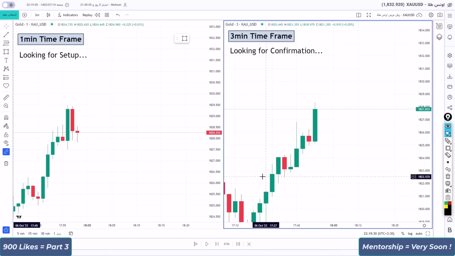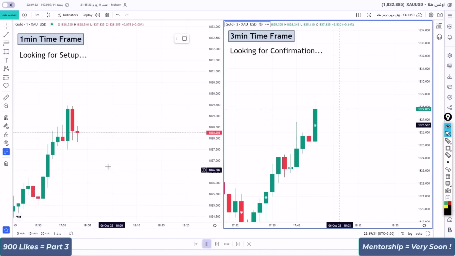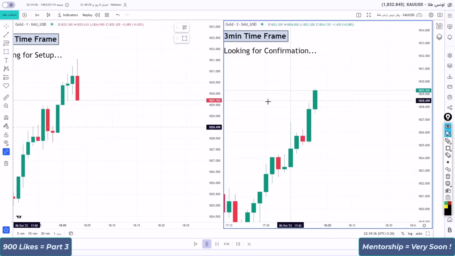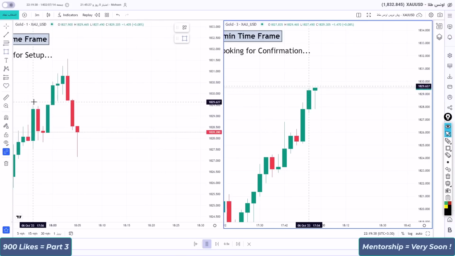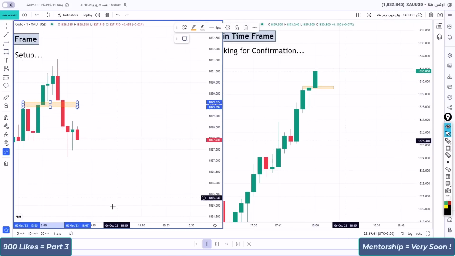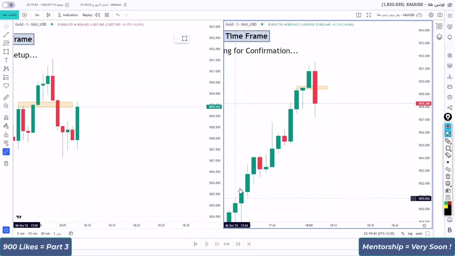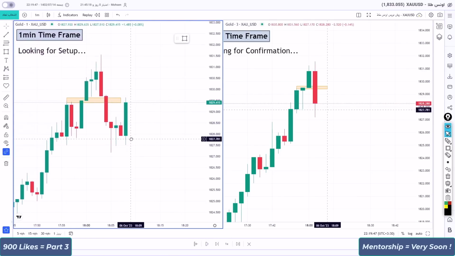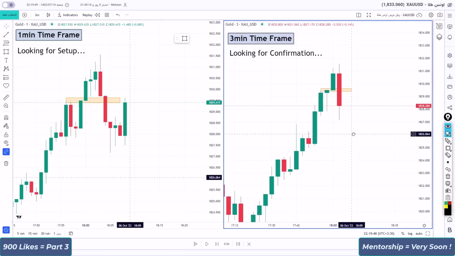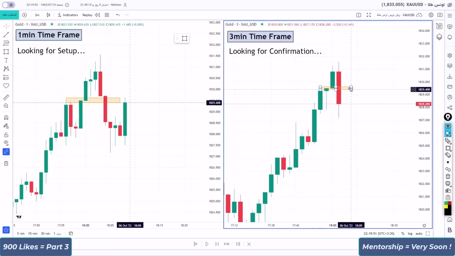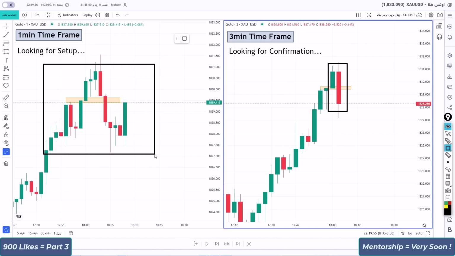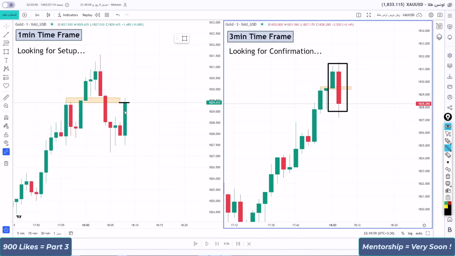Okay, now I played that. You see that we are going up here, we don't see any setup, and this is the 3 minute. Okay, it's coming down. It broke this. We have this QM. Hold on. Oh my god. All right, so now it's interesting. Look at this. This is the QM setup, right? And what was the confirmation? An engulfing pattern. Do we have the confirmation? Yes. Do we have the setup? Yes. Where's the setup? The setup is at our entry.